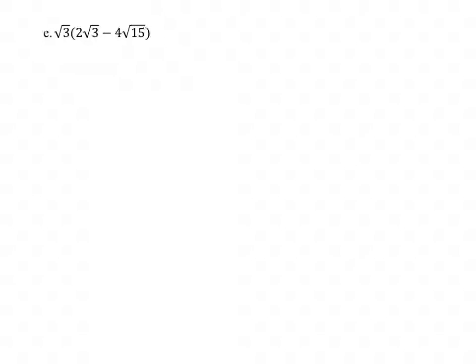Next, we're going to use the distributive property to simplify this. So we're going to distribute the square root of 3. So the first thing is 2 square root, we multiply the numbers underneath the radical, 9, minus 4 square root of 15 times the square root of 3 would be 45. So now we simplify. Well, the square root of 9, the 9 comes out as a 3, so 2 times 3, 6.